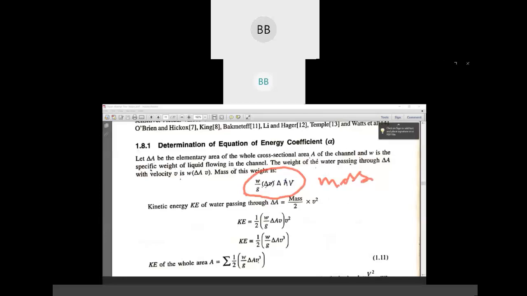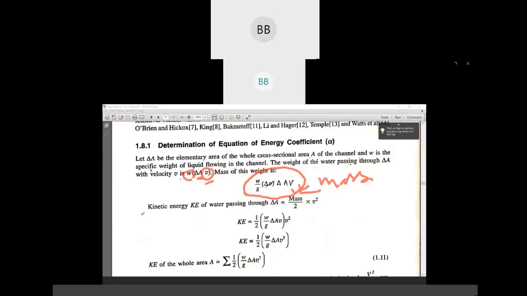So in place of weight, we have substituted this equation: specific weight multiplied by area multiplied by velocity. As we are considering the particular small area, we multiply specific weight with that small area, del A, multiplied by the velocity in that small elementary area. That's why we have considered small v. So for mass, this is your equation: weight by acceleration due to gravity.